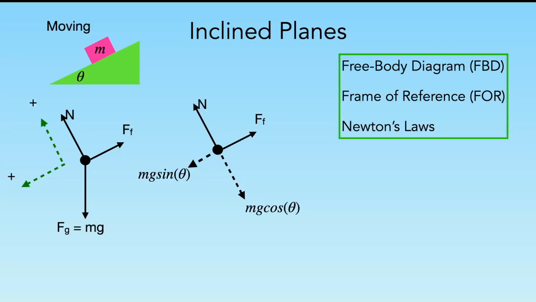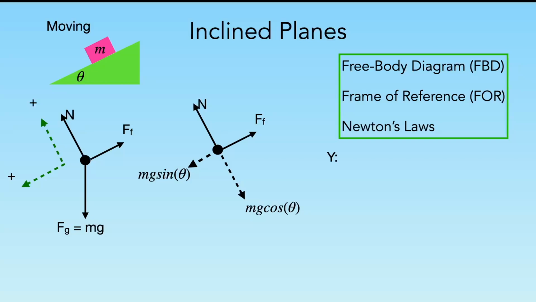Mg cosine theta is really pushing into the ramp. If this were a really flexible thing, if this were a pillow, the mg cosine theta is what would compress the pillow, okay? Down the ramp, mg sine theta, that's the thing that's ultimately going to make it accelerate. And honestly, I should have drawn force of friction much smaller. It's not going to accelerate down the ramp if the force of friction is bigger than mg sine theta.